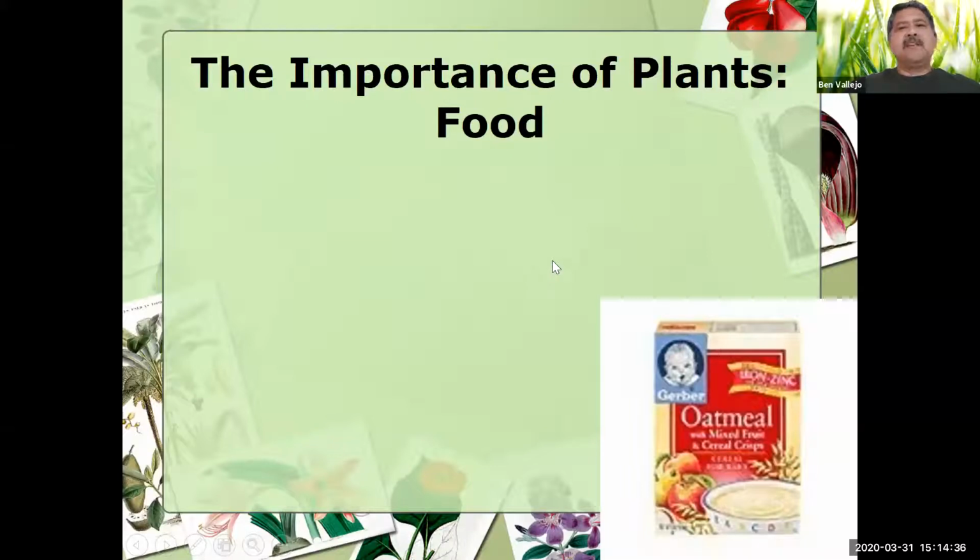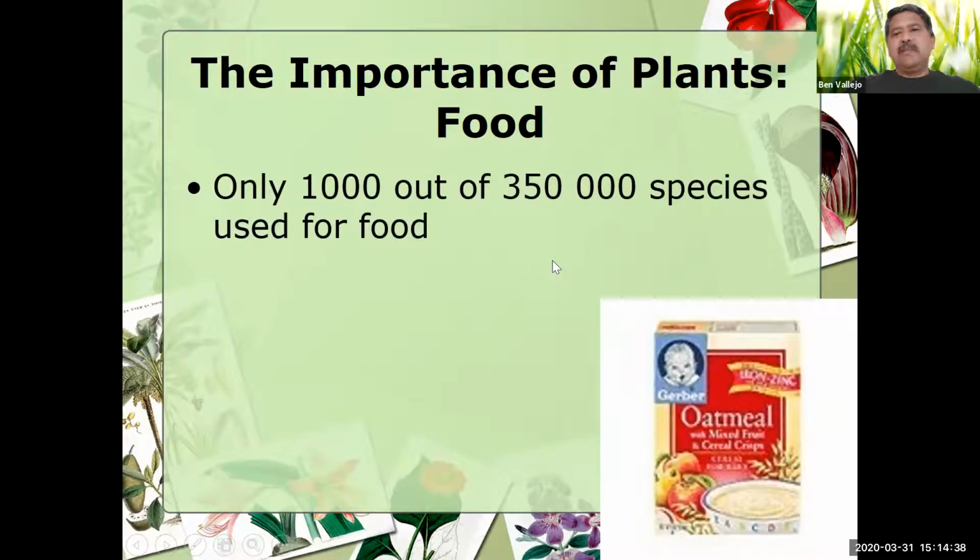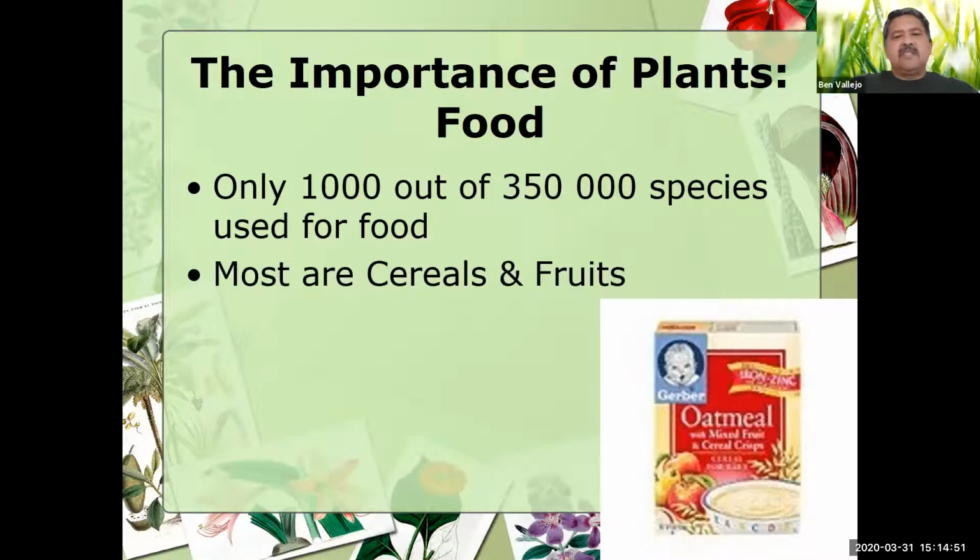Not only do plants give us comfort, but they give us food. But this is an interesting number to me. Only 1,000 out of 350,000 species of plants that we have classified are used for food. Most of those are cereals and fruits, and my graphic is a cereal with fruit in it.